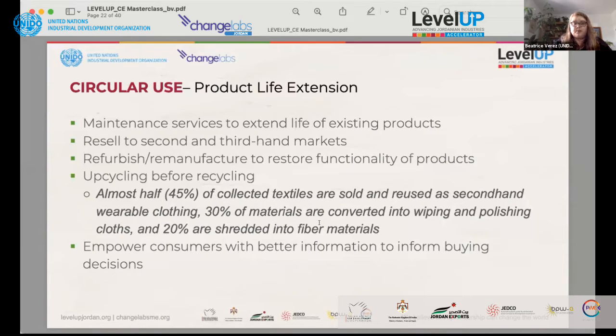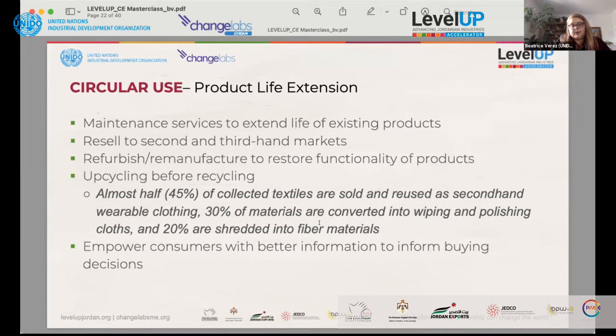So for example, what a company might be able to do is provide maintenance services to extend the life of existing products. And we see that with some clothing brands, where as part of what they're offering, and it allows them to charge a premium as well, because they put their money behind the idea that their textiles are durable and long life, is to offer these maintenance services.